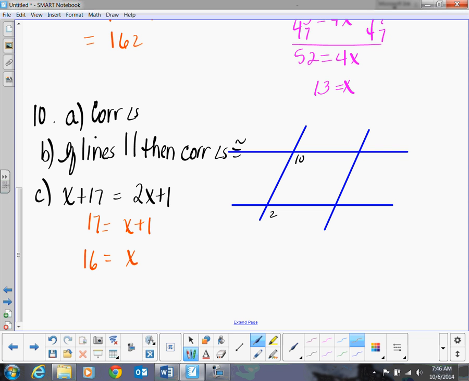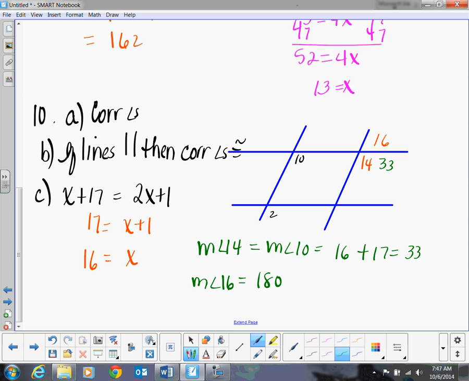All right. So on 10, they want the measure of 16. 16's over here. What is 10 congruent to? 14? And what's the relationship between 14 and 16? So for the next thing, you're going to have to find the measure of angle 14. And the measure of angle 14 equals the measure of angle 10. So that's going to be 16 plus 17, or 33. Now, if this is 33, how do we get 16? Right. 180 minus 33 is going to be 147.